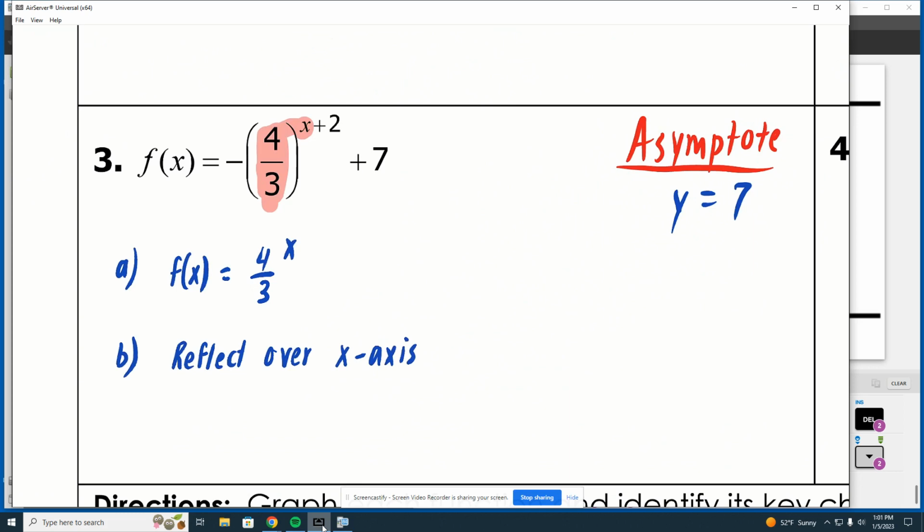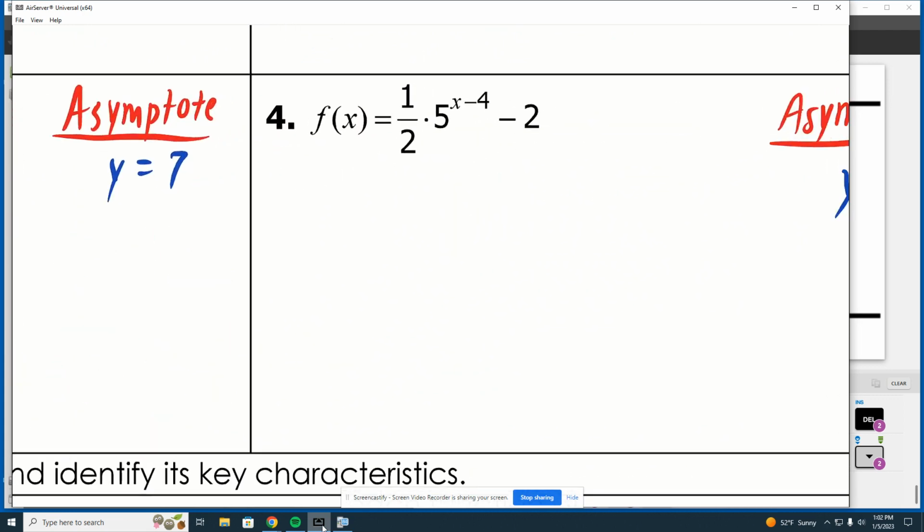Where's that plus 2 at? It's with the exponent, so it's inside. So that's horizontal shift. It's the opposite, so it's going to go left 2. And then where's that plus 7 out at? It's outside, so it's vertical shift. It shifts up 7, which is exactly what changed my asymptote.